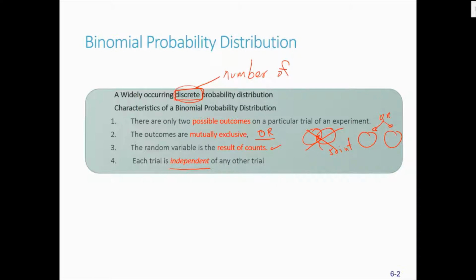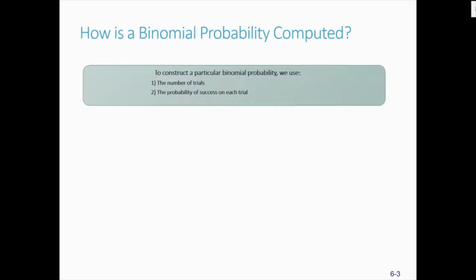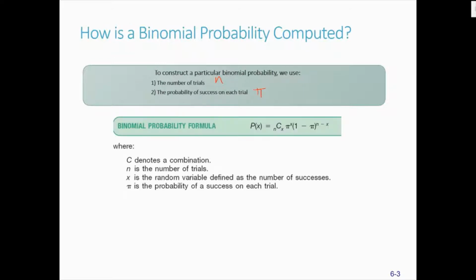They are independent. Now, to construct a binomial probability distribution, we need two things. One is the number of trials, which is represented by the letter n, and the probability of success of each trial, pi. The formula to calculate binomial probability is P(x) equals nCx times pi to the power of x, times 1 minus pi to the power of n minus x.